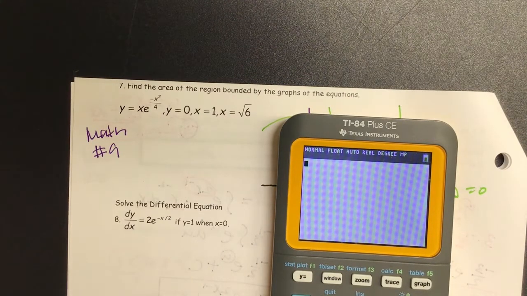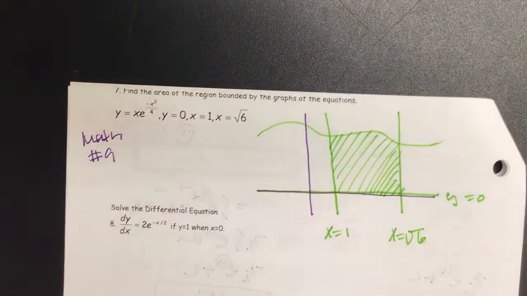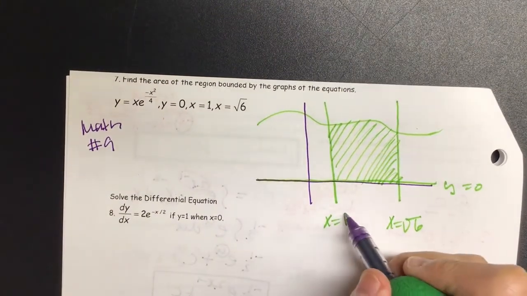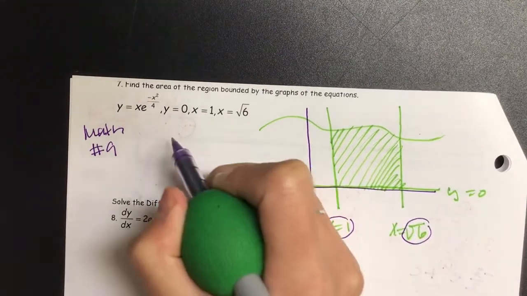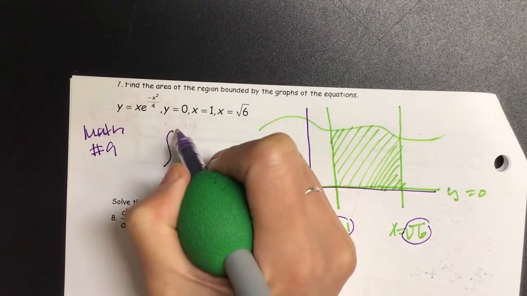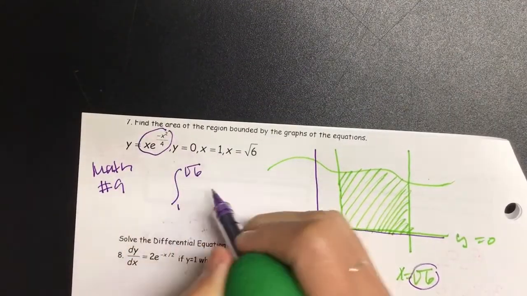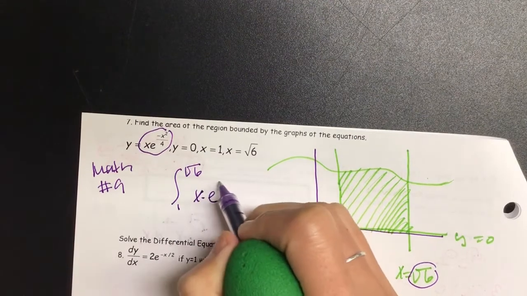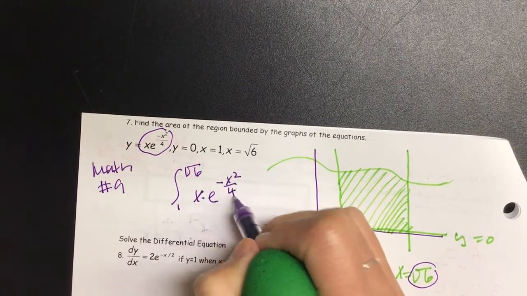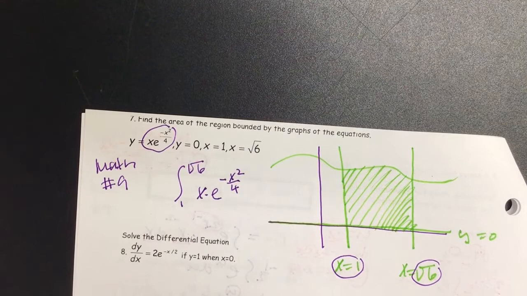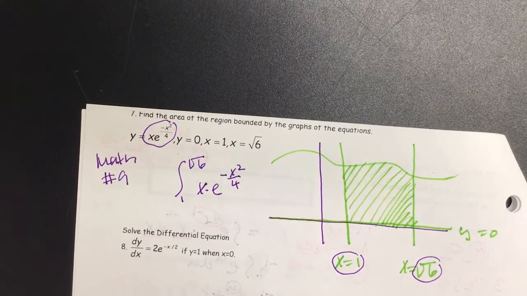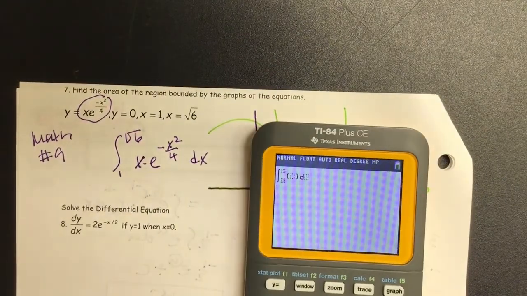So we go to math 9, and it'll give you the skeleton model. All right. So if I'm looking at where's my lower bound and upper bound, my lower is 1, upper is radical 6. The function under the curve is the complex equation. And it's okay to leave it as it is because the calculator has that alpha y equals the fraction button. And of course, it's always with dx. So let's go ahead and mimic that. From 1 to radical 6.